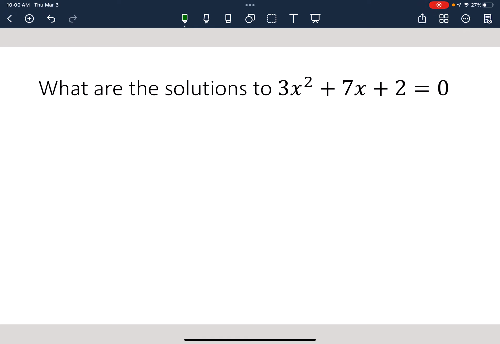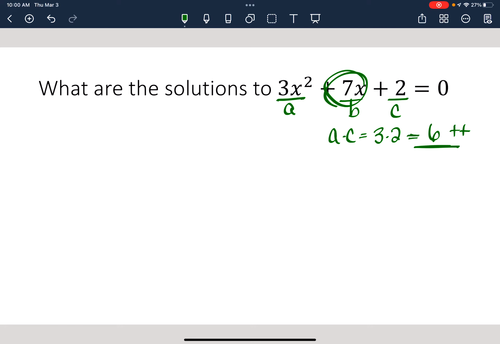So this asks, what are the solutions to 3x squared plus 7x plus 2 equals 0? So remember, first we have to factor this and then set it equal to 0 in order to find the solutions. So let's multiply a times c. So that's 3 times 2, which equals 6. 6 is positive and 7 is positive, so we need two positive factors of 6.